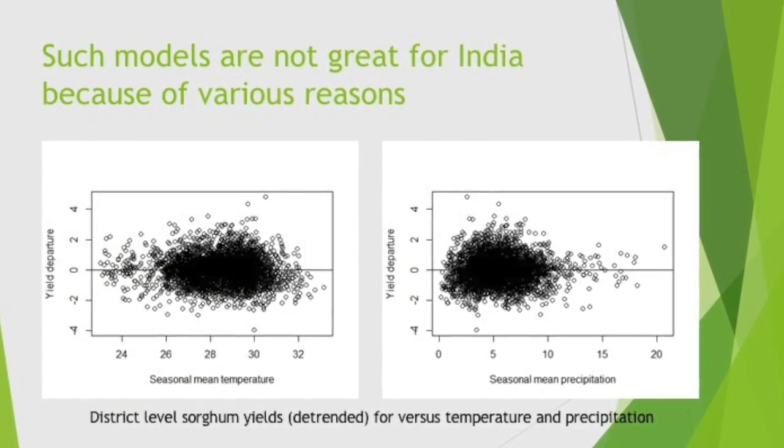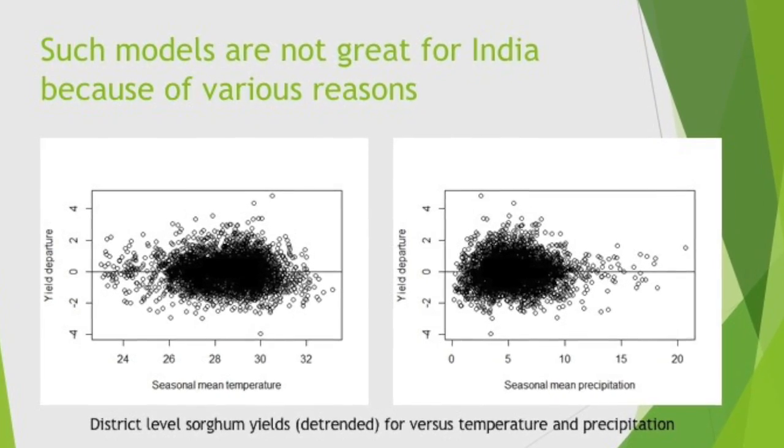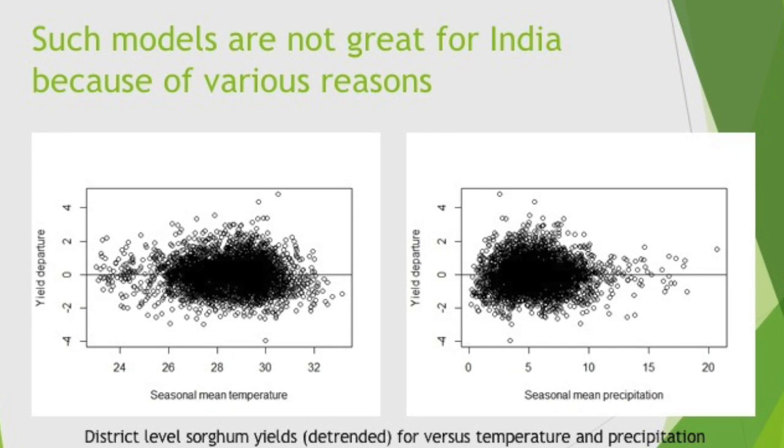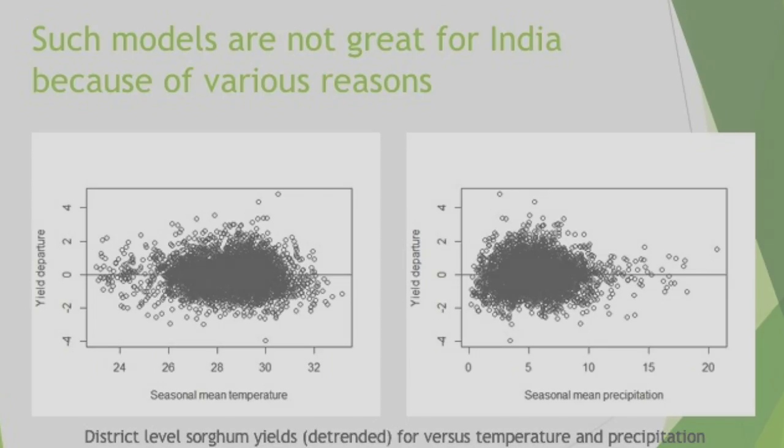So ideally, the y-axis over here are the yield departures, so the yields after taking into account the trend in the yields. And the x-axis on the left-hand side is the seasonal mean temperature, and the seasonal mean precipitation is on the right-hand side. Ideally, what we would see is a clear relationship between the yield and these variables. You would think that at very high temperatures, you'd see a clear decline in the yield, and maybe you'd see a decline in the yield at particularly low temperatures. This is not so much the case for India.